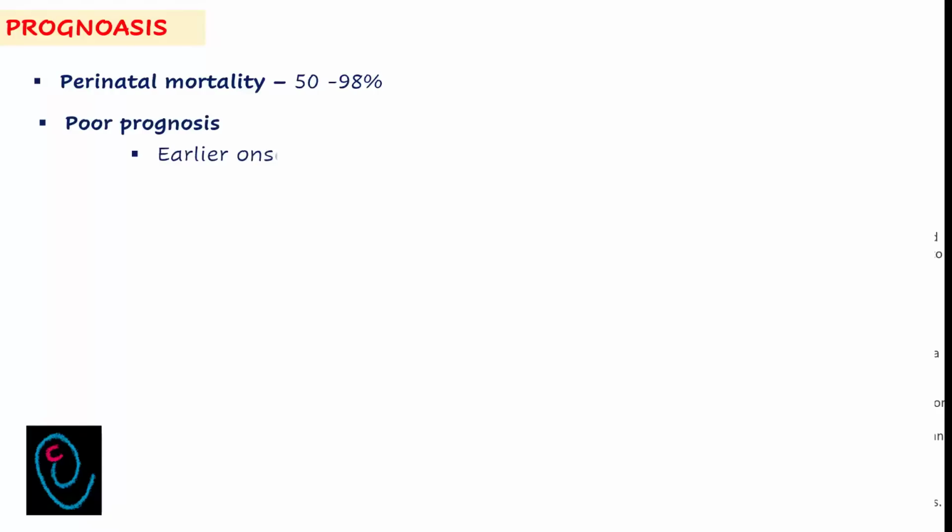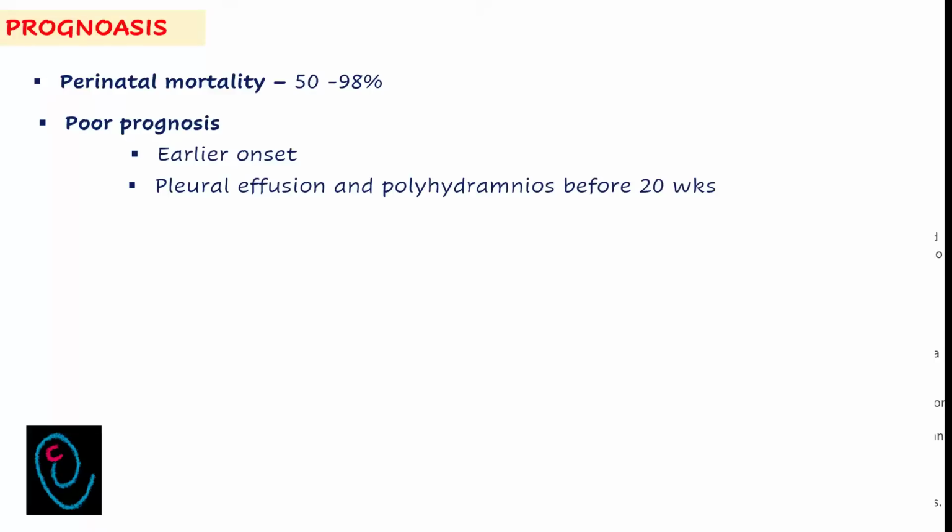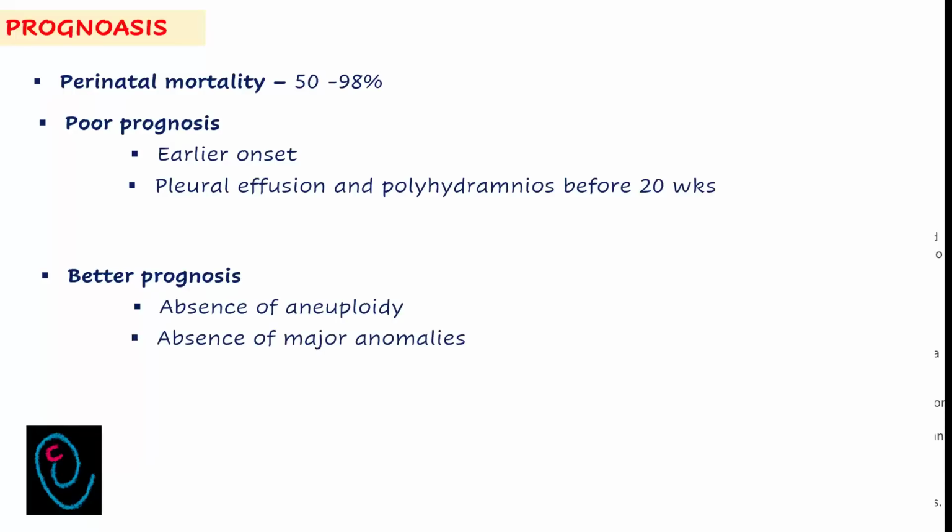Regarding prognosis, non-immune hydrops fetalis is associated with a perinatal mortality rate ranging from 50 to 98%. Poor prognostic factors include early onset, pleural effusion, and polyhydramnios before 20-week gestation, while better prognosis is associated with absence of aneuploidy and the absence of major structural abnormalities.